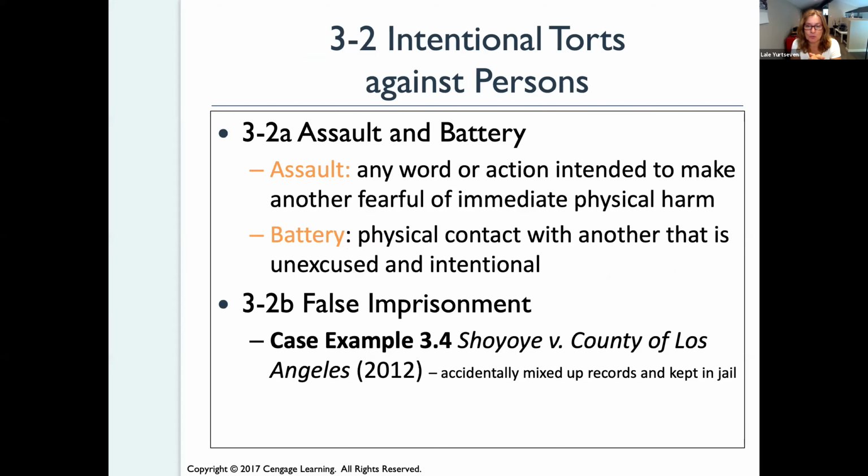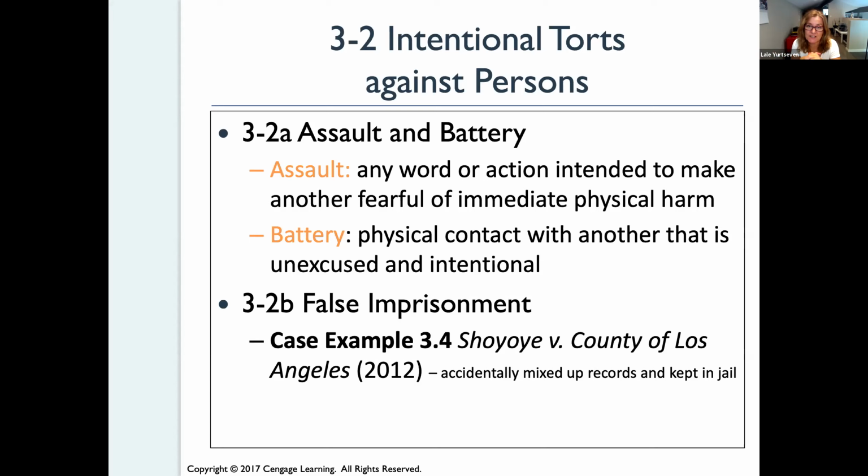So there's intentional tort against a person. There are torts against persons and torts against property, right? Against a person would be assault and battery. Those are also, by the way, crimes, right? Assault is basically a threat, a word, or action intended to make somebody feel fearful of immediate physical harm. So threatening somebody to hurt them, that's assault. Battery is physical contact with another that is unexcused and intentional. So you purposely hit somebody, you purposely punch somebody, right? Purposely shoot somebody.